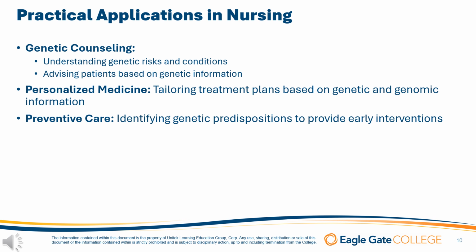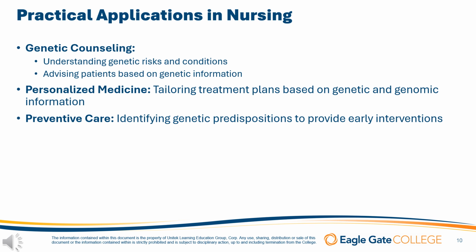Personalized medicine involves creating tailored treatment plans that take into account an individual's genetic and genomic information. This approach ensures that treatments are specifically designed to be most effective for the patient's unique genetic profile. Treatments can be customized for conditions like cancer, where targeted therapies are based on specific genetic mutations within the tumor.